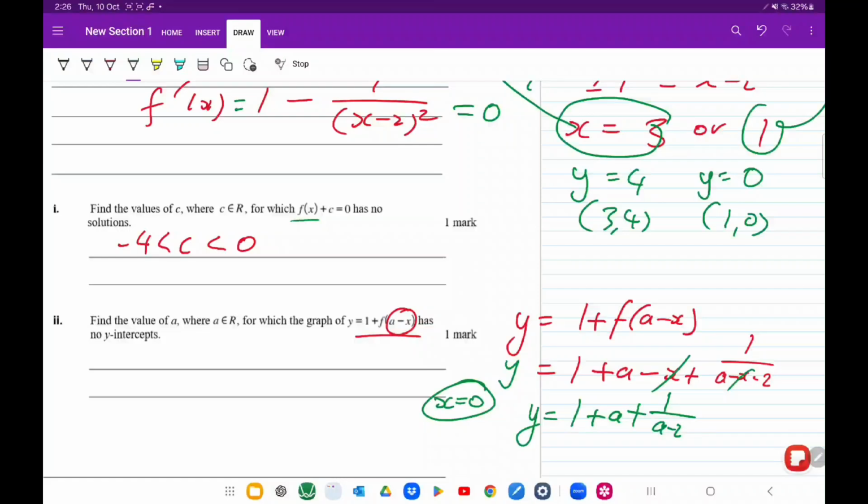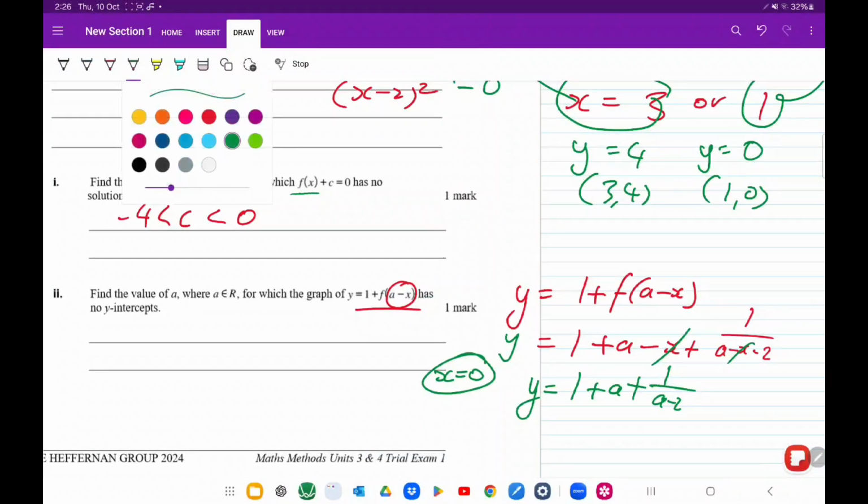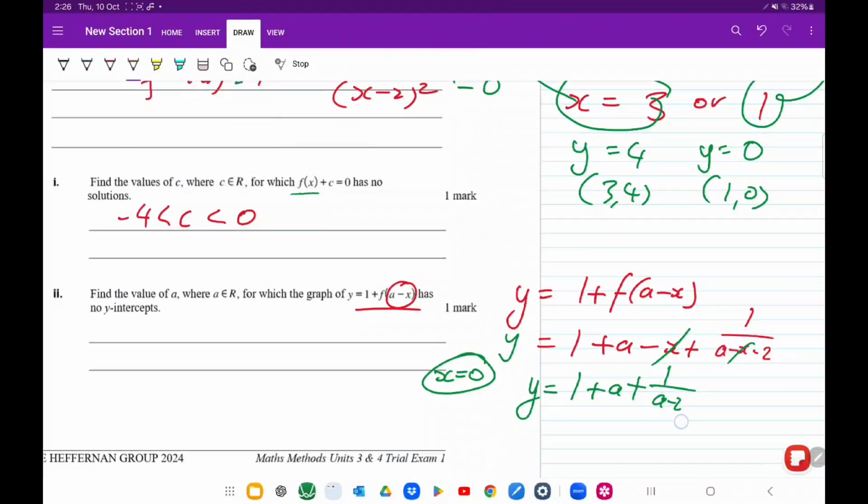Okay, so you can see with this graph, if we move it across left and right, there will be a point where it has no y-intercepts, and that's the asymptote, such that when a equals 2, that will be the case.